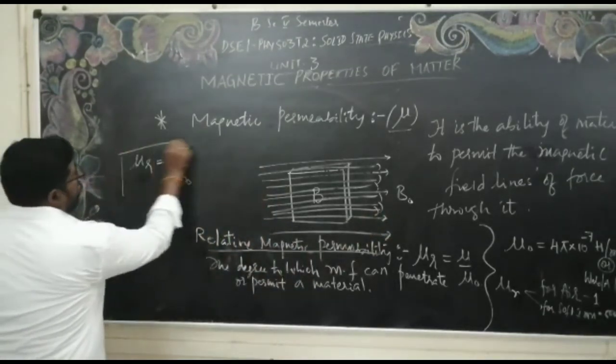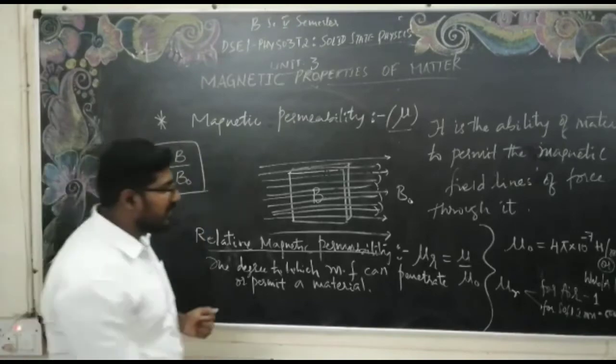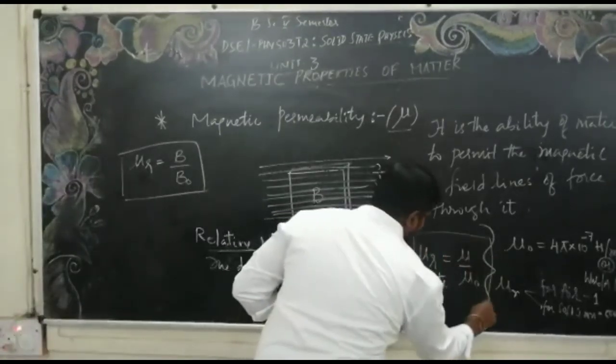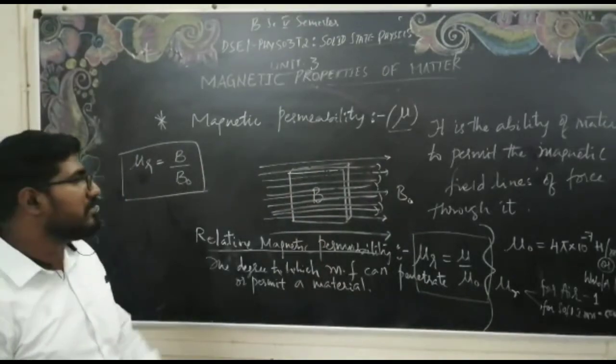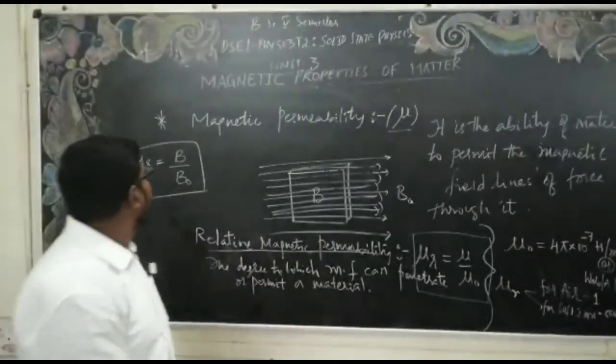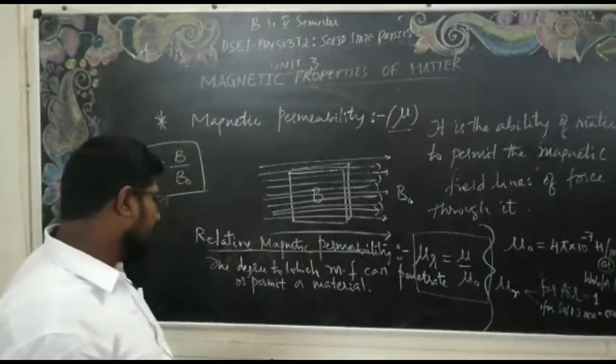The relative permeability in terms of the magnetic field, and the relative permeability in terms of the permeability of both media, that is the material as well as free space. This is our magnetic permeability of the.